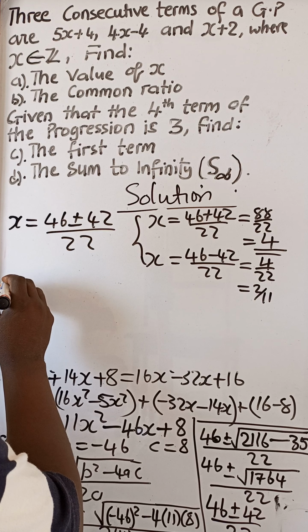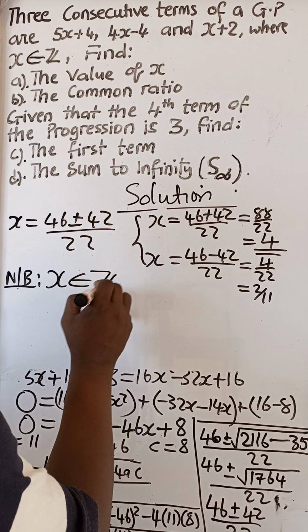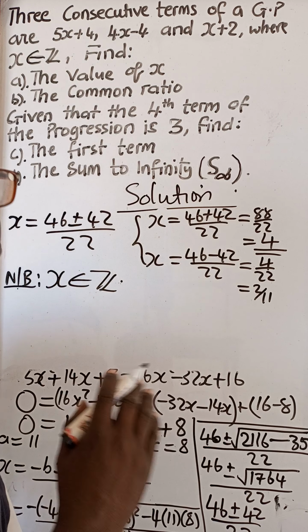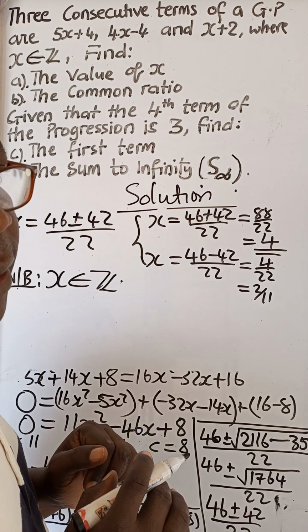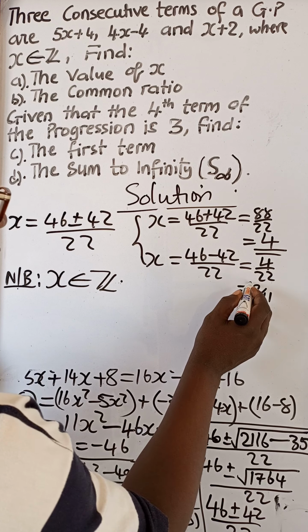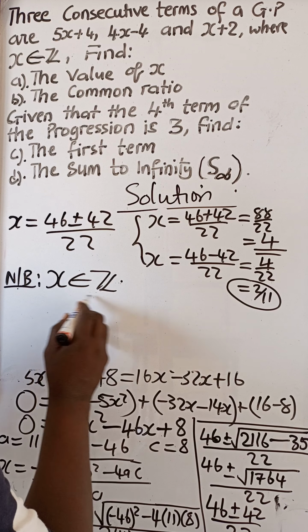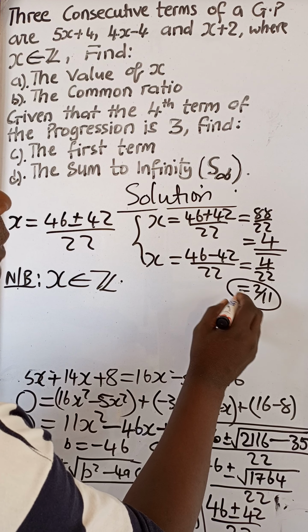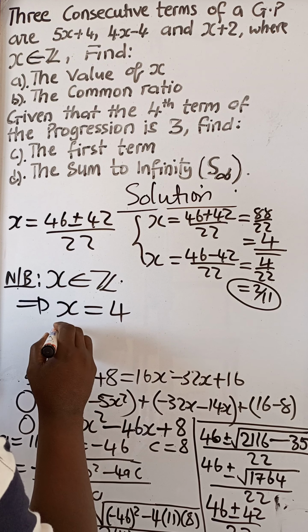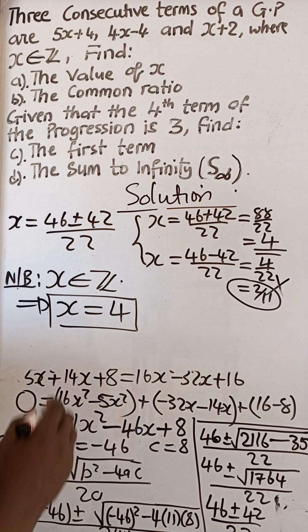Okay, so pay attention. We're told that x is an integer. What is an integer? Integers are positive or negative whole numbers. That means no fractions. Our second choice for x is a fraction, and we are told that x must be a whole number. It therefore means that this value of x is rejected. So our conclusion, x is equal to 4. This one is rejected because it is not an integer.